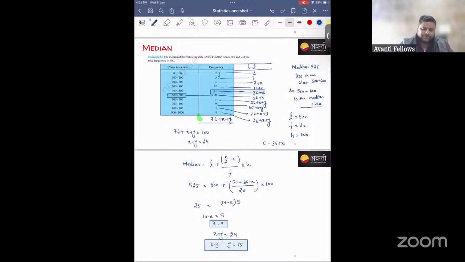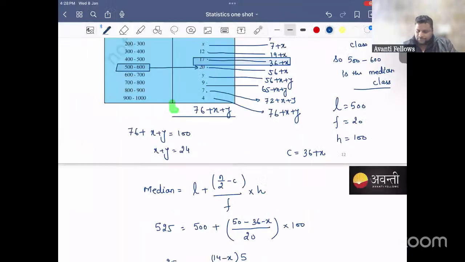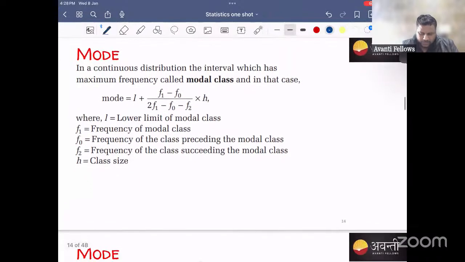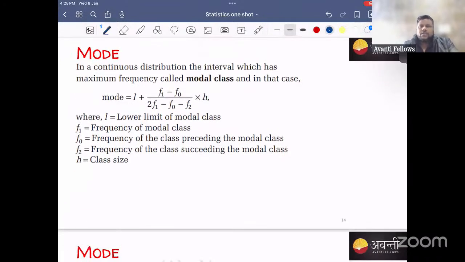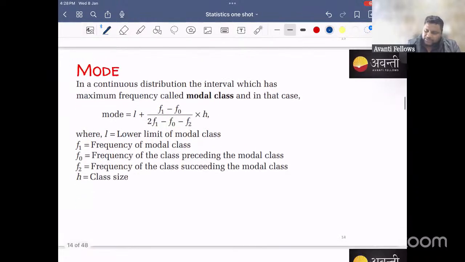Now, let's move forward. Now, mode. What is mode? Anybody? Now, first of all, very simply, before doing this, what is mode? Mode is the data which is occurring maximum number of times. Got it? Mode is the data.